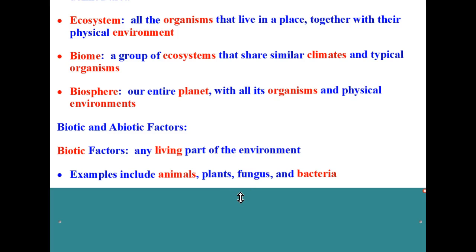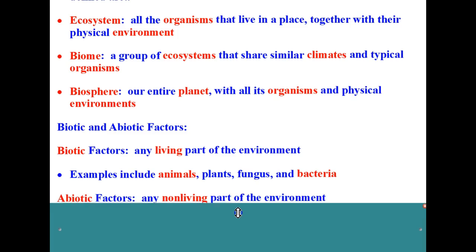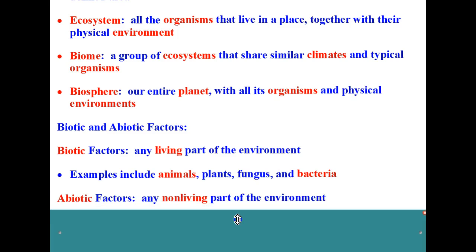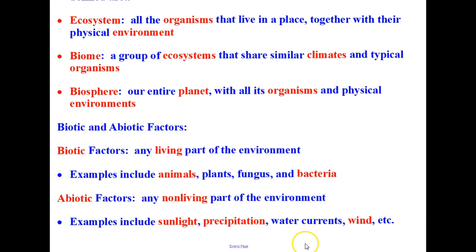Whenever you put the letter A in front of a word, it negates that word, so abiotic factors are going to be any non-living part of the environment. Examples of abiotic factors include sunlight, precipitation, water currents, wind, etc. And you may be able to think of other abiotic factors that make up the non-living part of the environment.